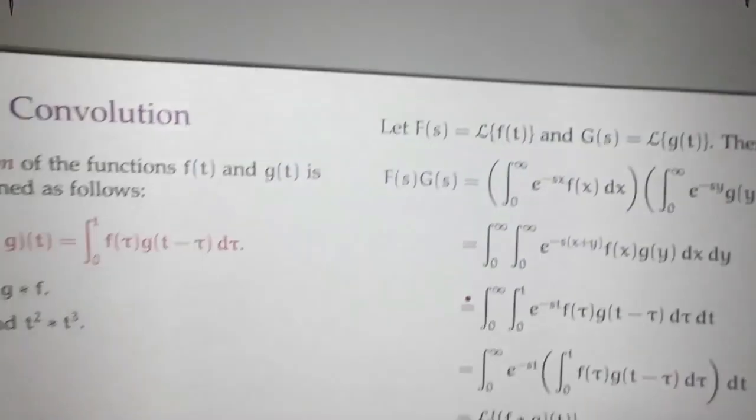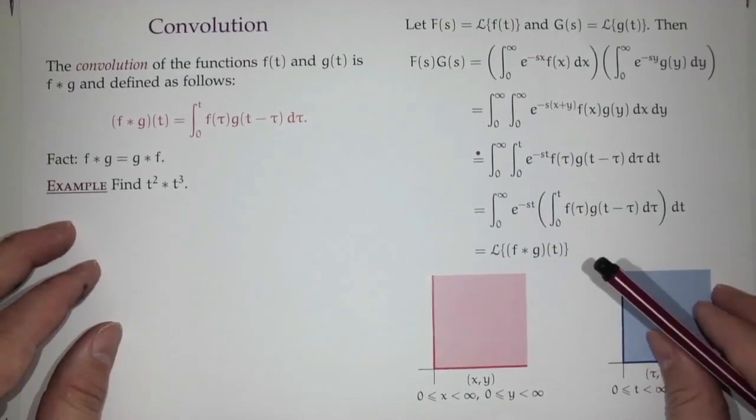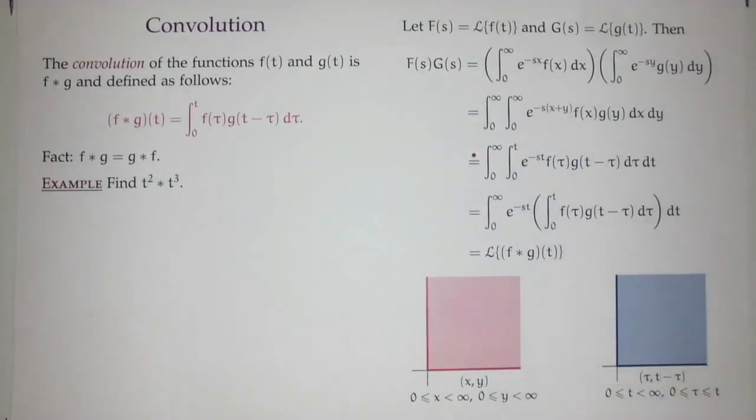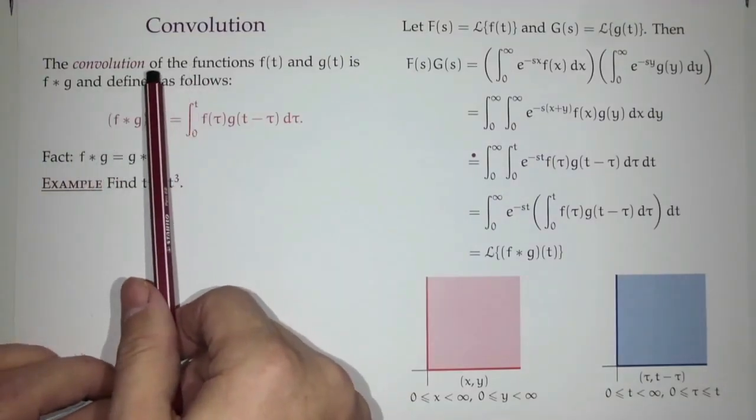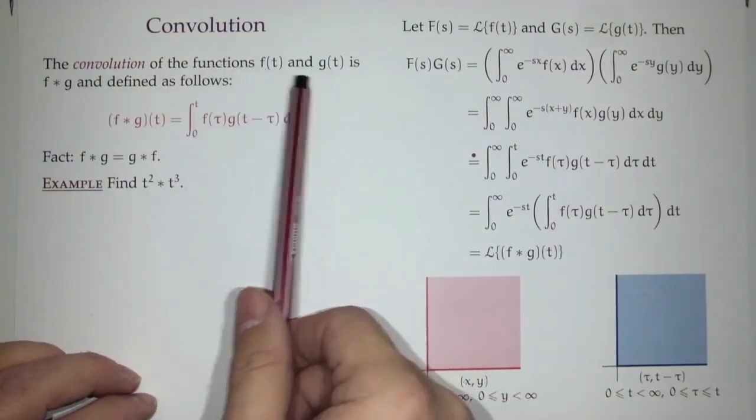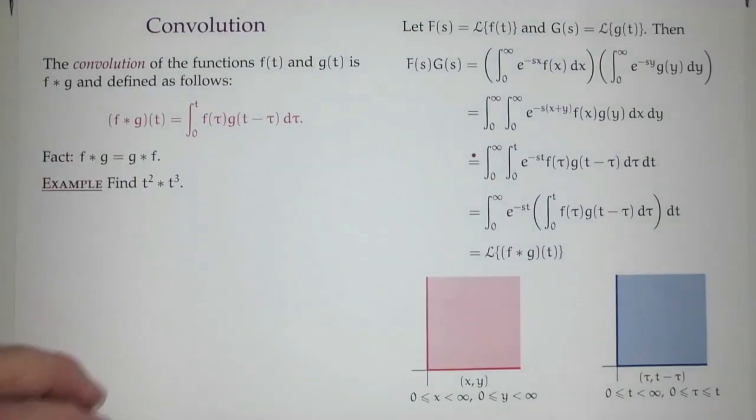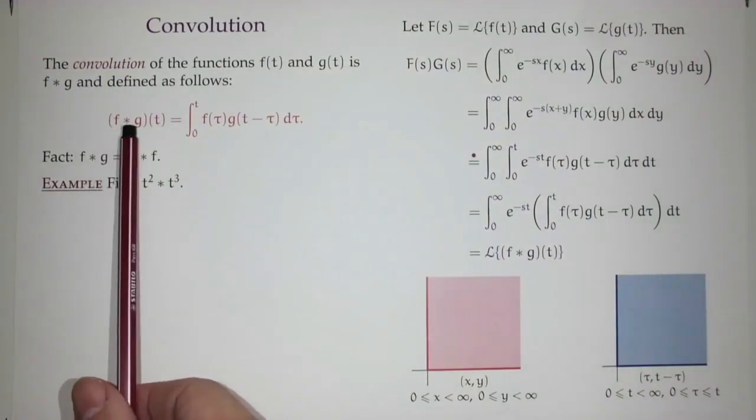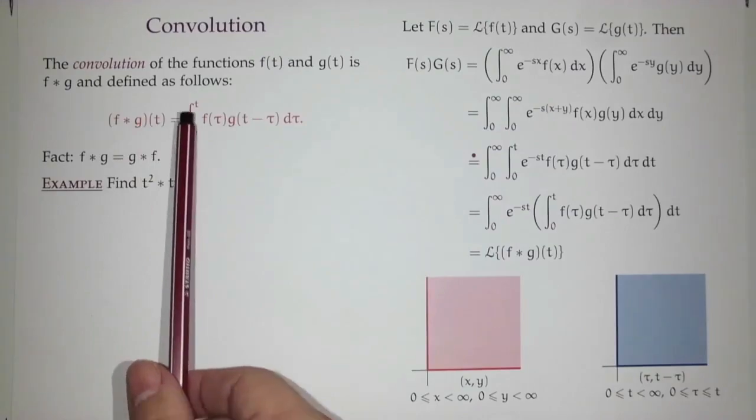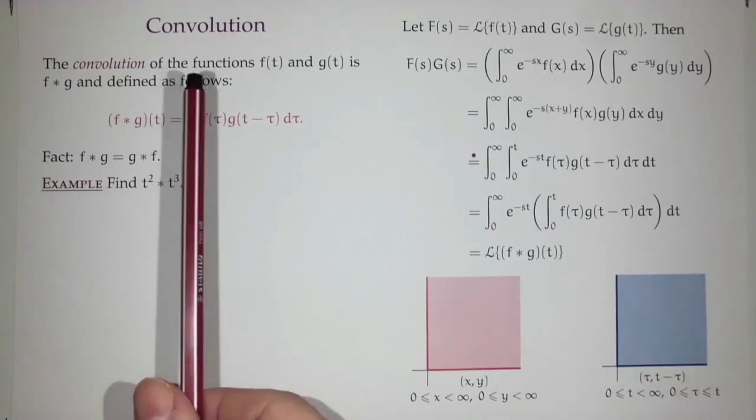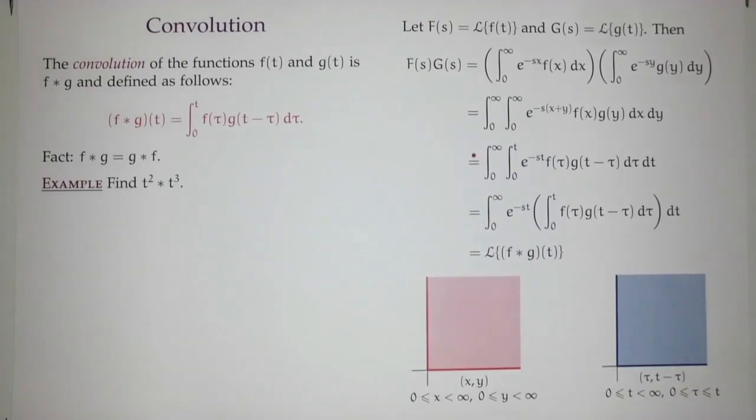All right. So, last idea for today. We're going to talk about something called convolution. And it's this weird idea that it's kind of acting like a multiplication. But what is it? Well, the convolution of two functions, f of t and g of t, we have this notation. It's f star g. And it's defined in the following way. So f star g of t is the integral from 0 to t of f of tau g of t minus tau d tau.